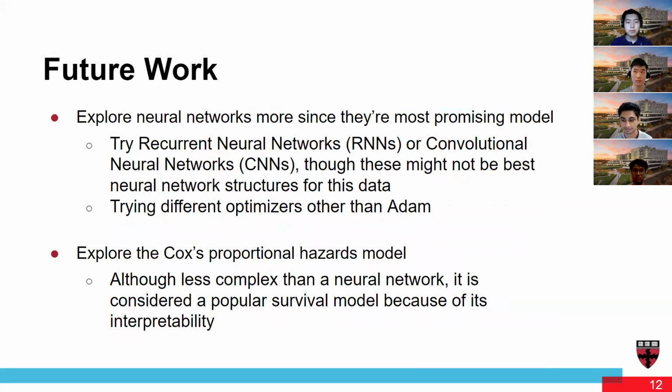For future work, we would love to explore other types of neural networks, such as recurrent neural networks and convolutional neural networks, as neural networks were the most promising model for our current rounds of testing and training. We would also like to go forward with exploring the Cox proportional hazard model, because research showed that although it was less complex, it was considered a popular survival model because of its interpretability.